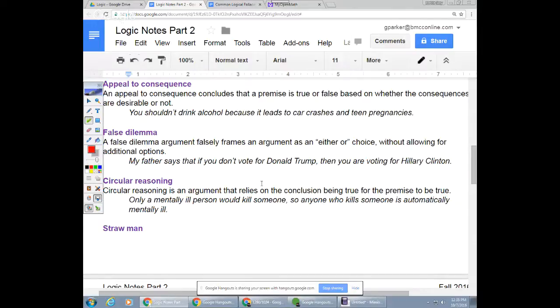So my father's claiming there's only two options. If I don't pick one, I must be picking the other, but he's ignoring the fact that there's other options.